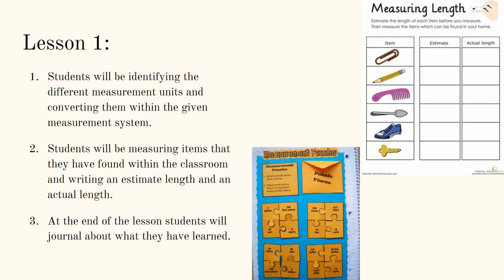So students will be learning all of the different conversions, and for one of the lesson plans, they will be measuring items that they have found within the classroom and writing an estimated length with an actual length after they measure. So they're going to guess what they think it's going to be, measure it, and then compare their two answers. At the end of the lessons, the students will be journaling about what they have learned. Another thing they are doing in this first lesson is a measurement puzzler, and they are going to be matching all of the measurements within their own little system.